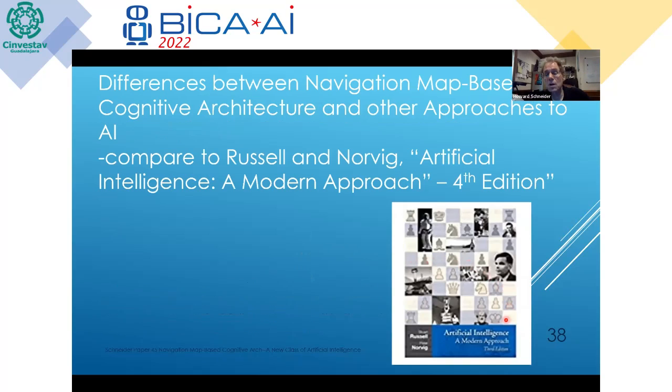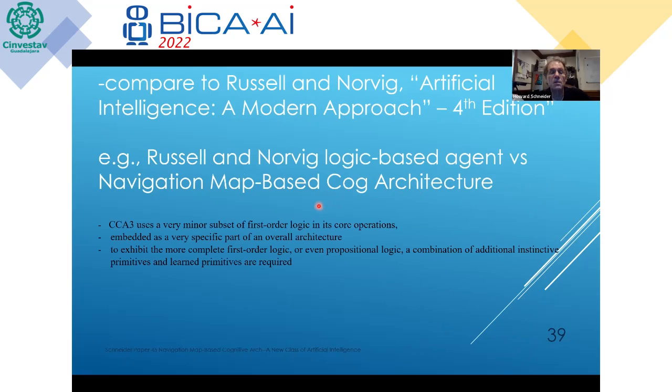Then I went through the entire Russell and Norvig, which most of you may be familiar with. It's a very common textbook on AI. I actually used the 4th edition, which just came out. And I compared it. Russell and Norvig talk about logic-based agents in a chapter, and I compared it to navigation map-based architecture.